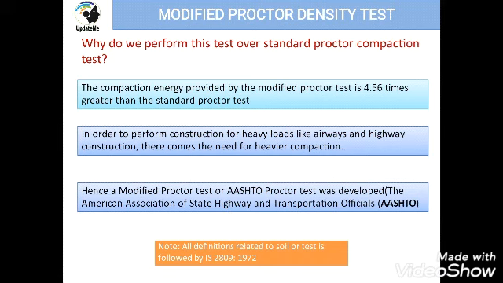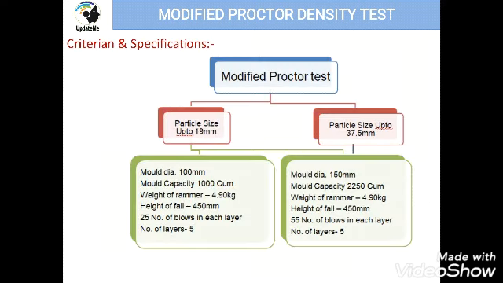All definitions related to soil are given in IS 2809. Definitions related to air voids, voids, density, permeability, all types of definitions are given in IS 2809. What is the criteria and specification for the modified Proctor density test?